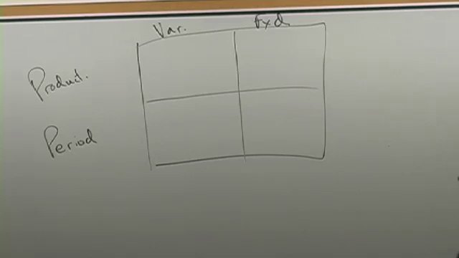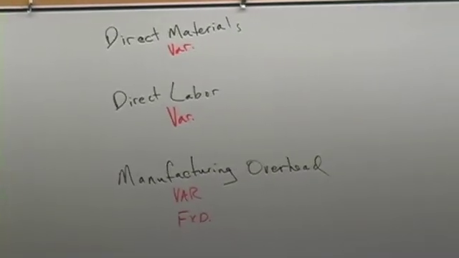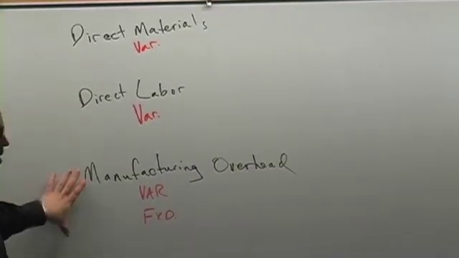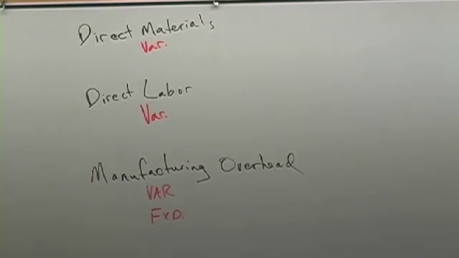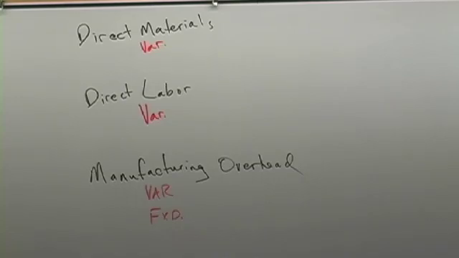Now let me ask a couple of different questions using those examples. Jeff, beef on a McDonald's hamburger. Which of those three categories does it fit into for components of product cost? Direct materials is exactly right.